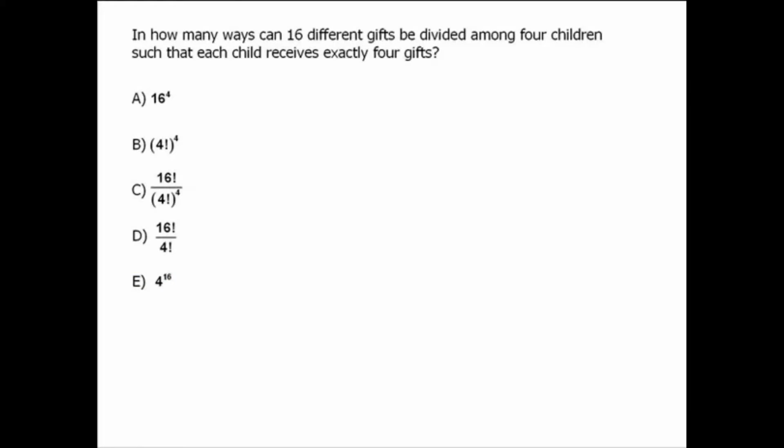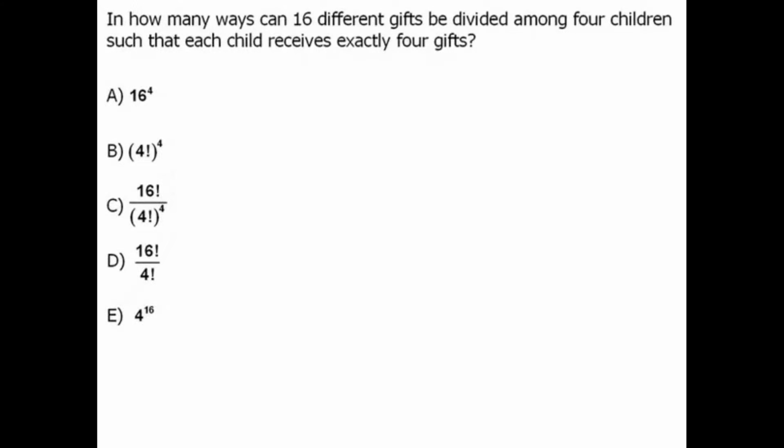In this question, we have the task of distributing 16 gifts among 4 children. Let's divide this task into 4 stages. The first stage will be to give 4 gifts to the first child. Once we've done that, we'll give 4 gifts to the second child, then 4 gifts to the third child, and so on. Now, in how many ways can we give 4 gifts to the first child?